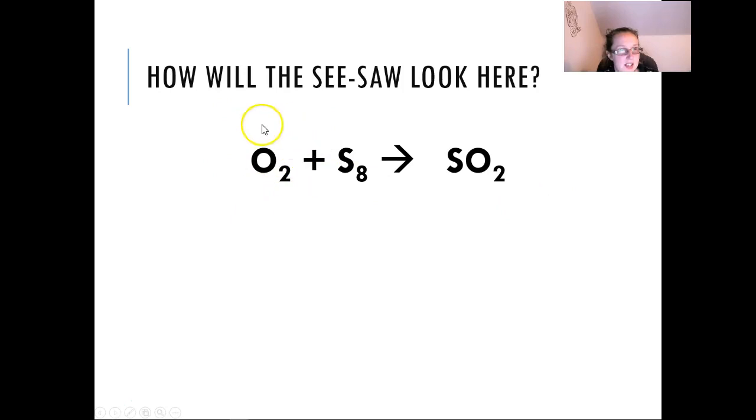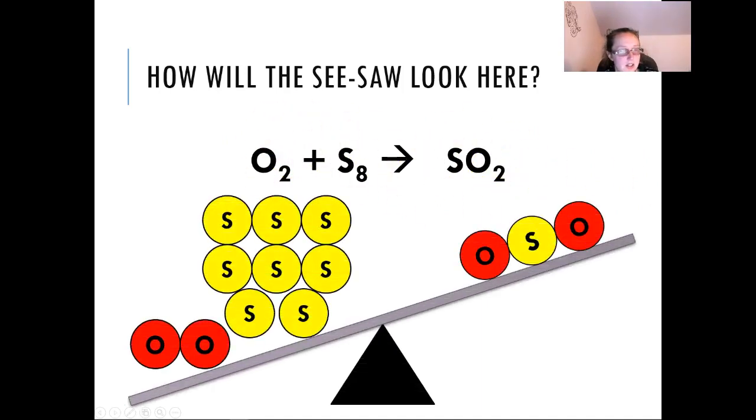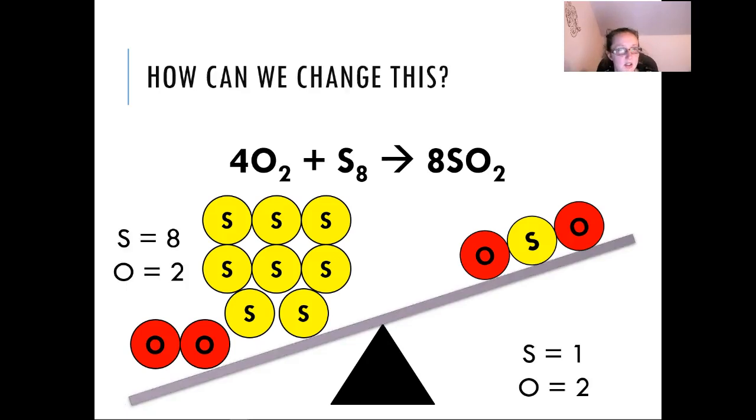Next up, we've got O2 plus S8 goes to SO2. Hopefully we recognise these as being covalent compounds that we've looked at before. Reactants, arrow, products. So let's just stick them on that seesaw. Hopefully we can see that we've clearly got too many sulfurs on the left-hand side. So that's going to be a problem. If we top them up, I've got 8 sulfurs on the left with 2 oxygens, 1 sulfur on the right with 2 oxygens. So I need more sulfur on the right-hand side. So that means I'm going to need 8 lots of SO2. So let's throw that on there.